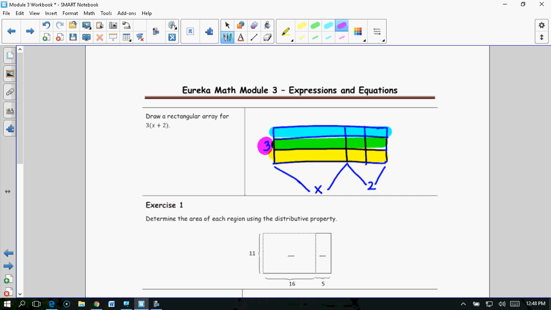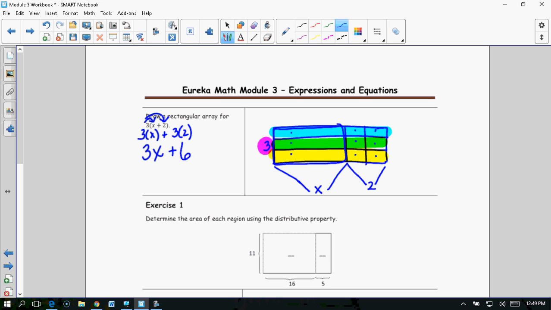Now what we can do is we can say we have how many x's? 1, 2, 3, so that's 3x. And then how many numbers do we have? We have 1, 2, 3, 4, 5, 6. So 3x plus 6. And if you remember from the distributive property, 3 times x, which would be 3x, and then 3 times 2, which gives me 6. So this is just a visual for you to see where that comes from.